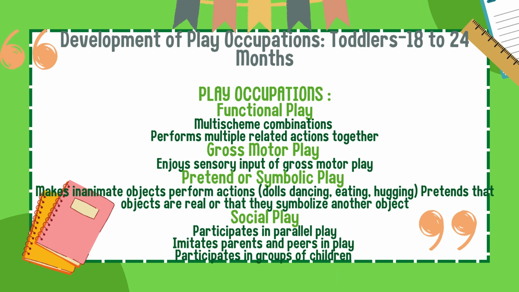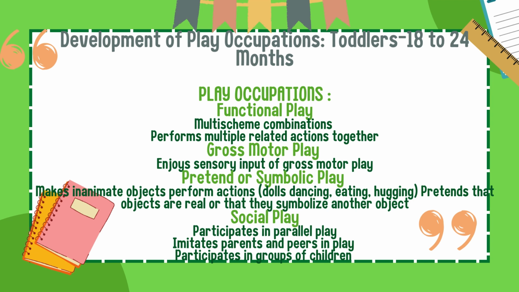Now is the development of play occupations for toddlers from 18 to 24 months, where the play occupation is functional play, with multi-scheme combinations, performing multiple related actions together, where the kids can play together with two or three or more kids, with toys that they can be involved with together. Then gross motor play is enjoying the sensory input of gross motor play, where the kids use their gross motor skills to do physical activities.